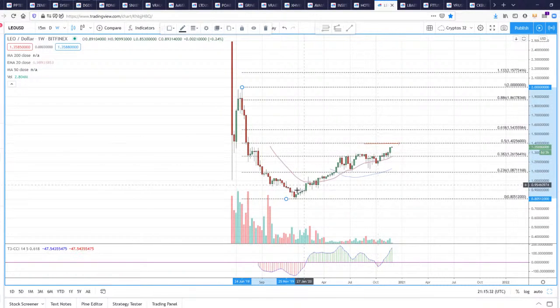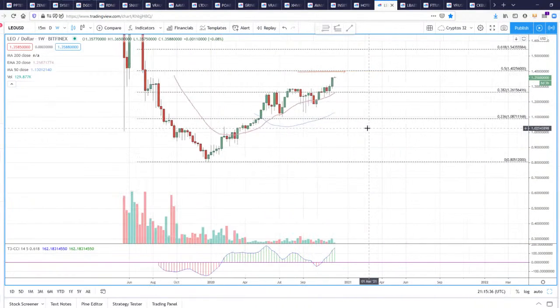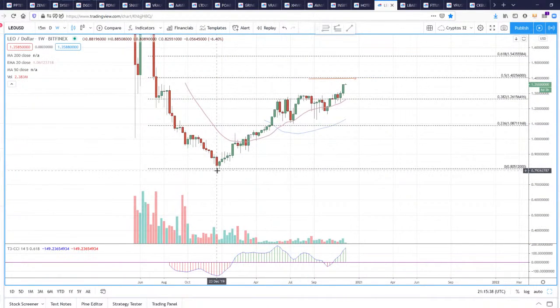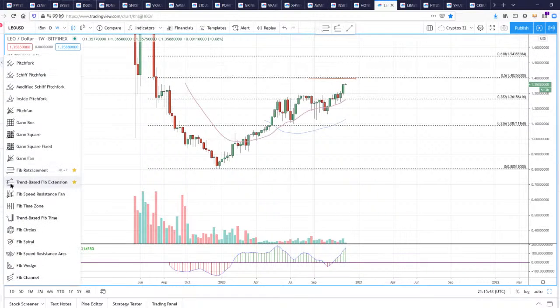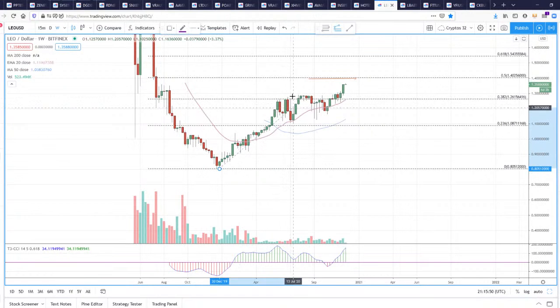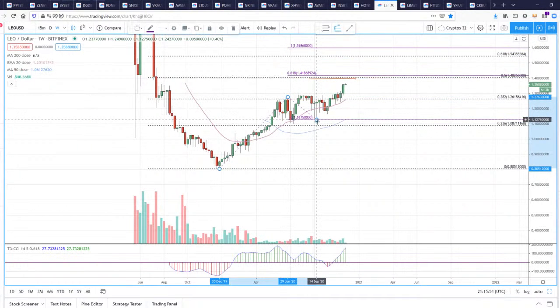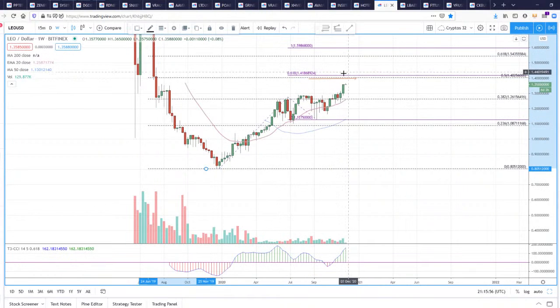Yeah, 1.402. But what if this was, let's zoom out, what if this was a lovely big 1, 2, 3, 4, 5 waves up, A, B, C correction, and we're starting the next leg. If that's the case, our target should be much higher. So there's our 5 waves. There's our bottom of our A, B, C. So our first target should be a little bit higher.